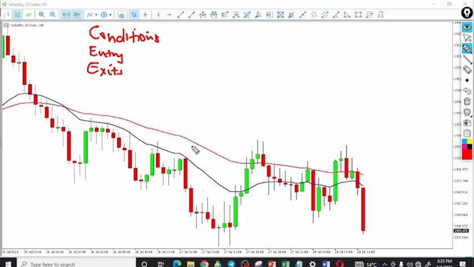So as you can see, I've plotted 2 moving averages here. The red one is the 50 exponential moving average, and the blue one is the 20 exponential moving average, right? So these 2 indicators are going to be helping us to filter the trend, right? So before I do that, let me explain a little bit how the moving average is created and why do we use it to filter the trend.